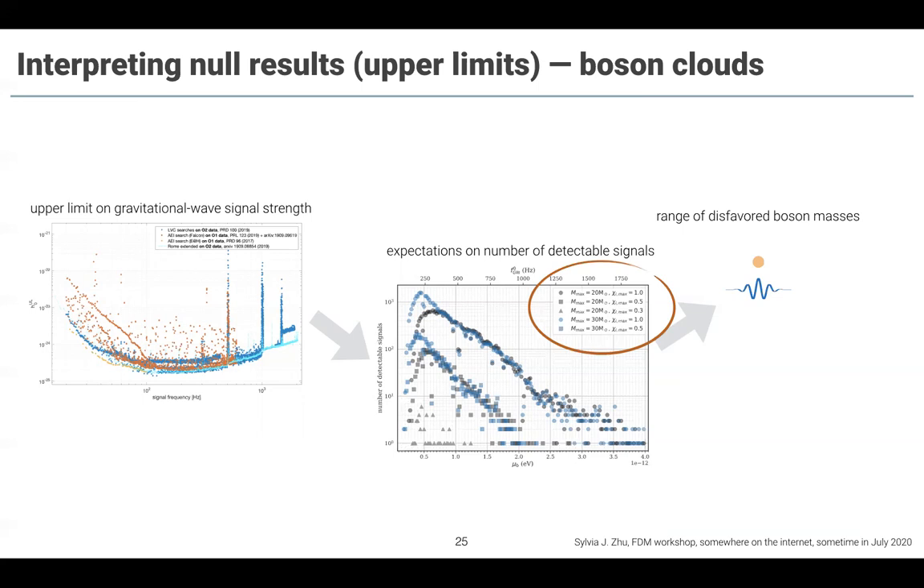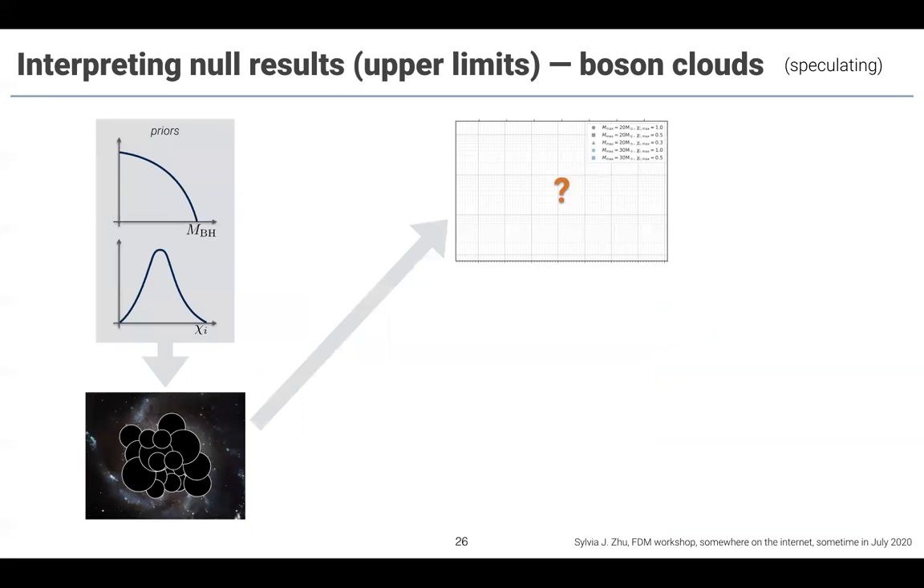And this is where I'm going to start speculating about what we can do in the future. So how do we interpret null results, given that you might have a different black hole population that you're interested in? You might start with a set of priors on the black hole mass or the black hole spin that's different from what we had. And this gives you a prescription on the population of black holes in the galaxy that, again, is different from what we had. So what we were doing was going from this prescription of 10 to the 8 black holes and then directly calculating the expected number of signals.